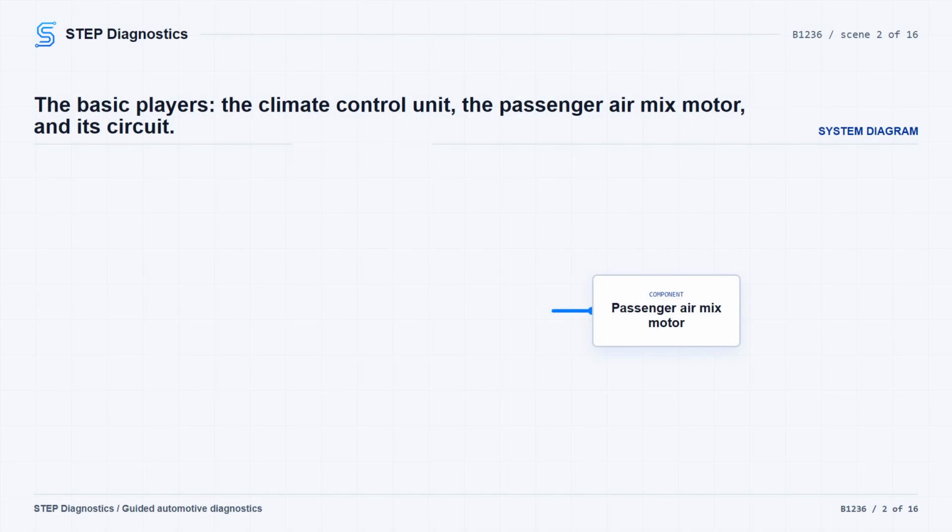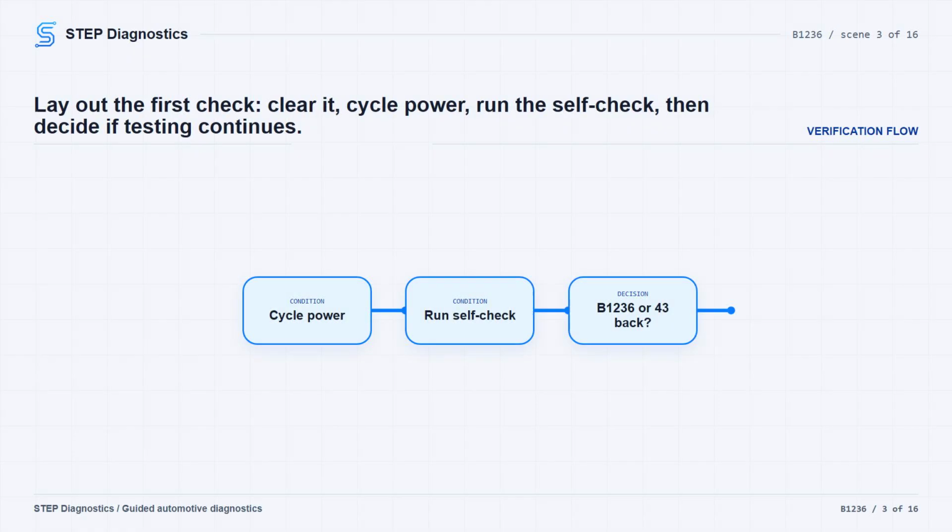Broadly, this can involve the passenger air mix motor, its feedback and sensor circuits, connector issues, or the climate control unit. Start by clearing the DTC with the HDS. Turn the ignition switch to LOCK (0), then back to ON (II), or press the engine start/stop button to select OFF mode, then ON mode. Run the self-diagnostic with the HDS or the climate control unit, then check for DTCs.